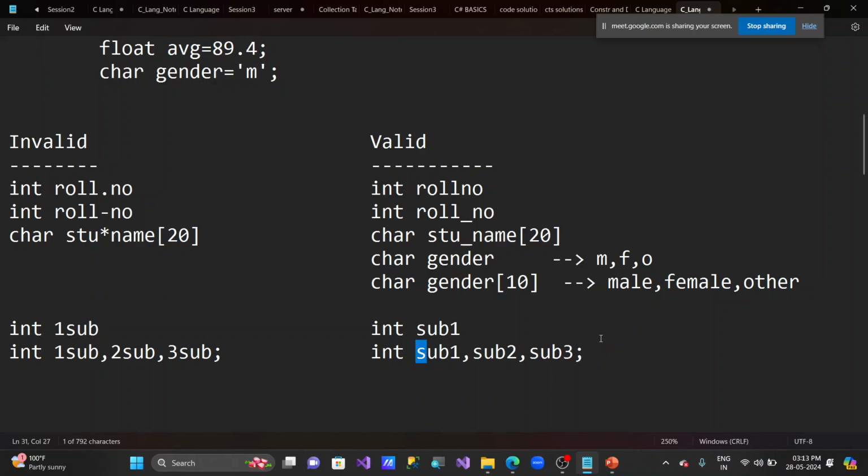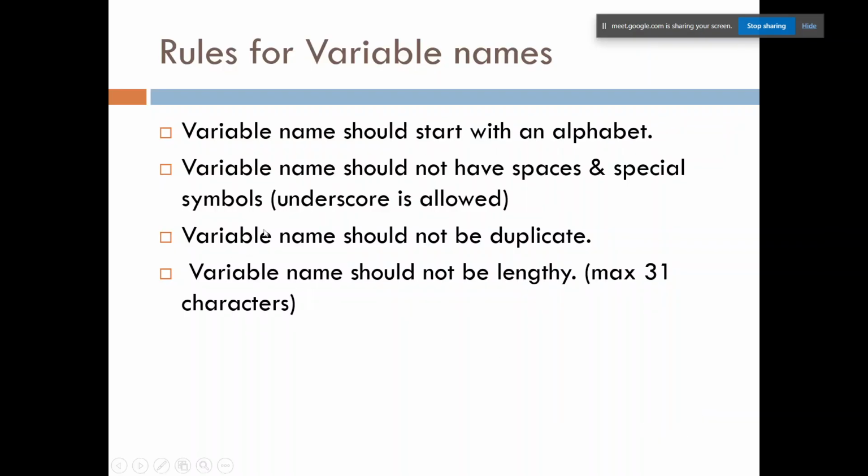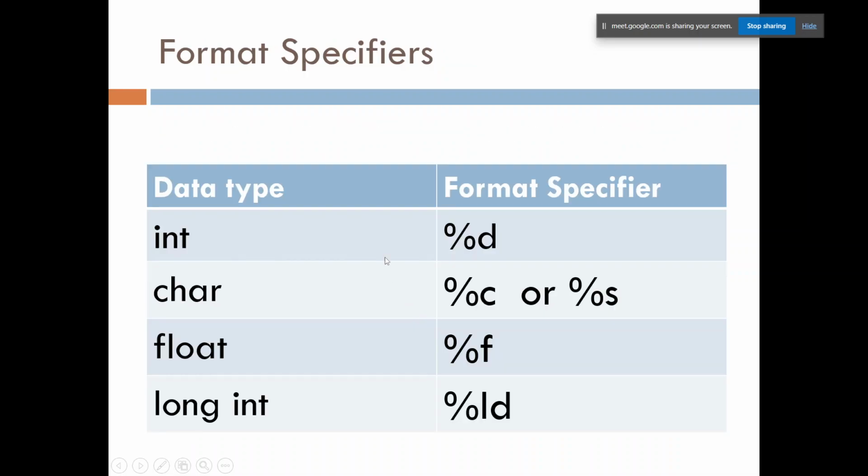Okay, yeah, that's all about valid and invalid variable names. So while declaring variables, we must follow all the rules and regulations. And now we are talking about format specifiers, guys.